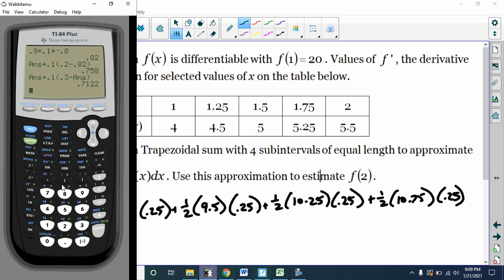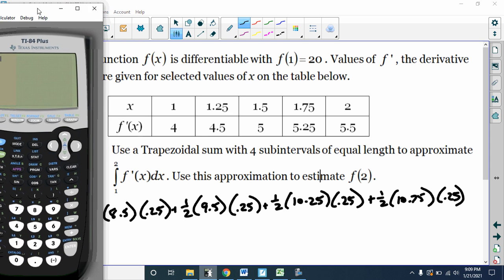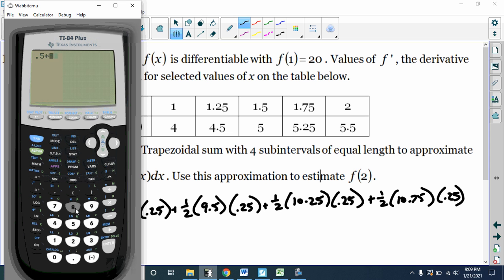And then with our calculator, we can evaluate what that trapezoidal sum is equal to. And we get 4.875.